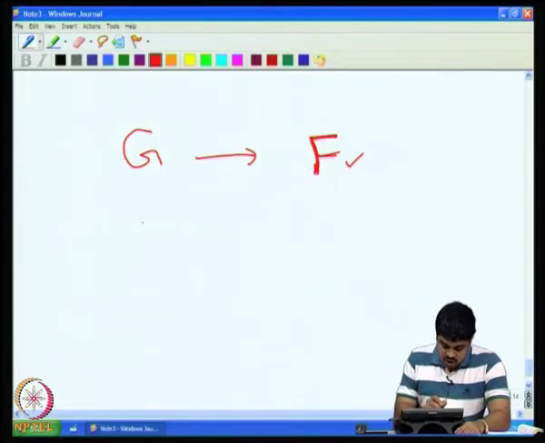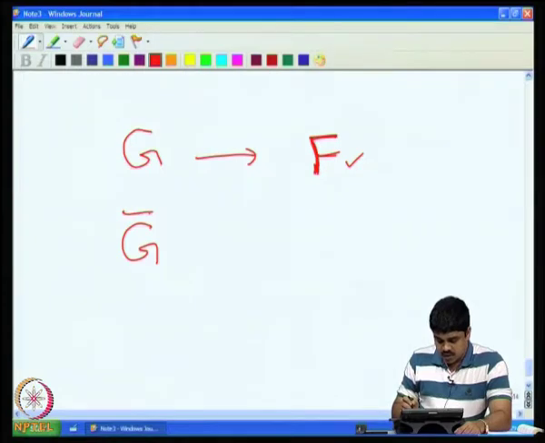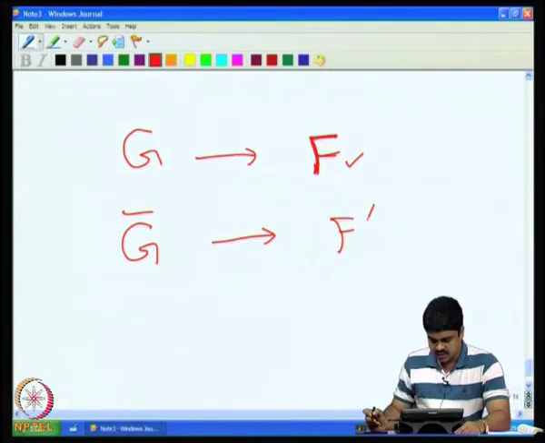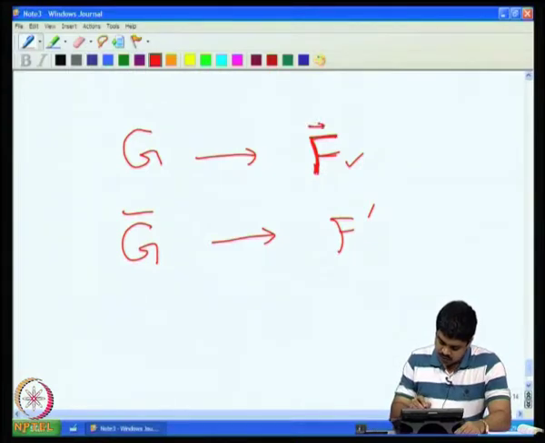Now, the G complement is also a comparability graph, and its edges also can get a transitive orientation. Let us call it F dash. We can even put an arrow if you want.